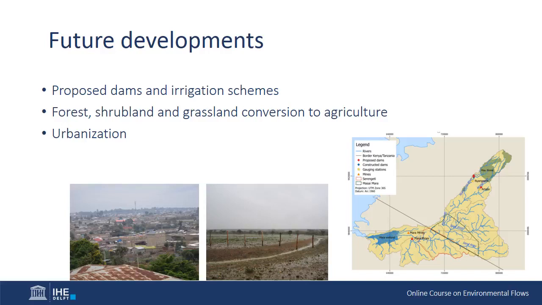Planned developments in the basin include 3 major dams, an interbasin transfer, and irrigation projects in Tanzania and Kenya. Land use change is expected to continue with urbanization and agricultural development. The environmental flow assessment and water allocation plan should include a section on scenario analysis to assess the potential impact of these developments on the water resources, ecosystems, and ecosystem services.